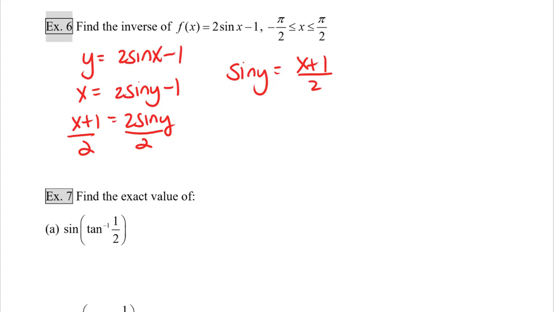Now the last way for us to solve for y when it's inside a function is to rewrite it as its inverse. So if the sine of y equals (x plus 1) over 2, then y equals the inverse sine of (x plus 1) over 2. And the last step is to replace y with f inverse of x.